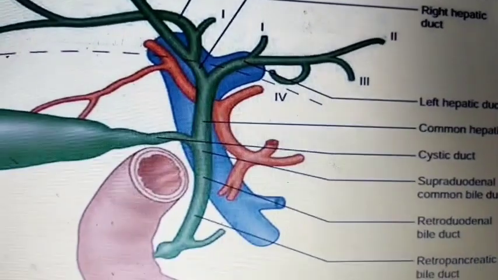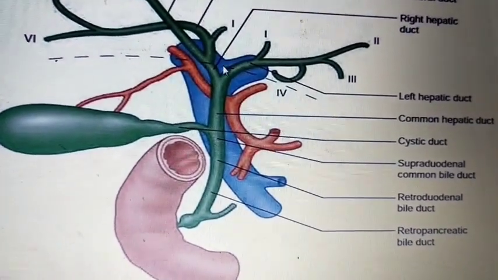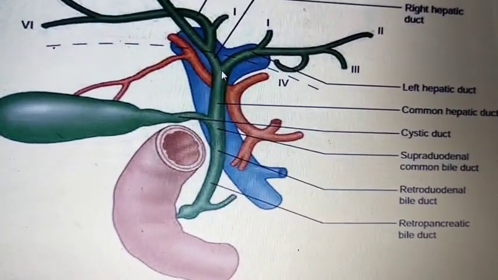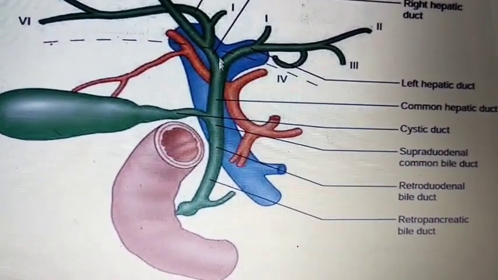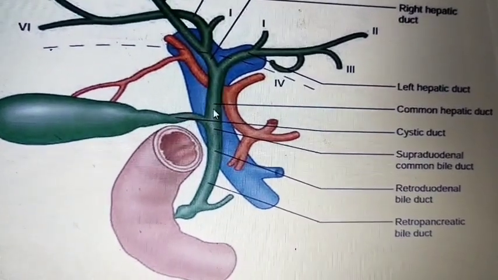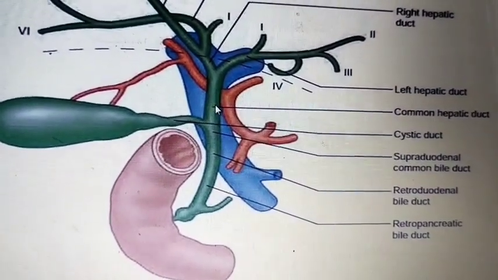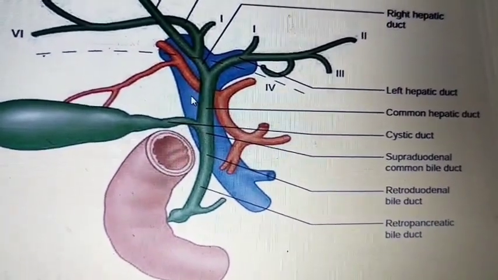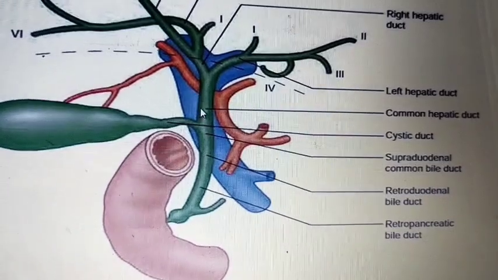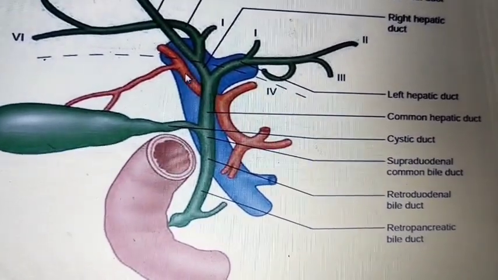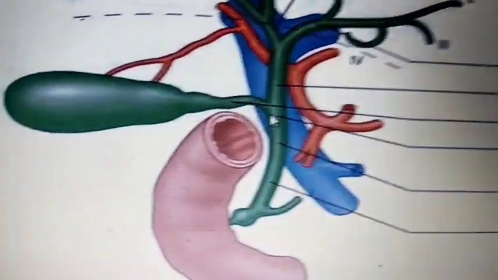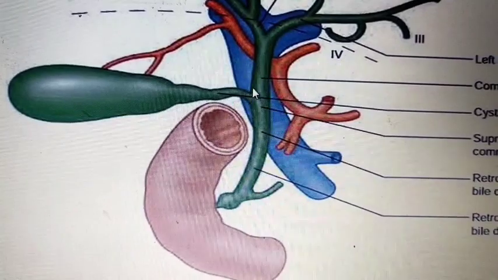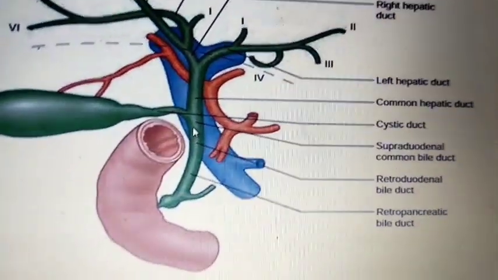In this you can easily make out the right hepatic duct and the left hepatic duct. They join together and form the common hepatic duct. The common hepatic duct is 1 to 4 centimeters in length and 4 mm in diameter. This is the portal vein. It is in front of the portal vein and to the right of the hepatic artery. It forms the common bile duct by the joining of the cystic duct at an acute angle. You can see here, this is the cystic duct.